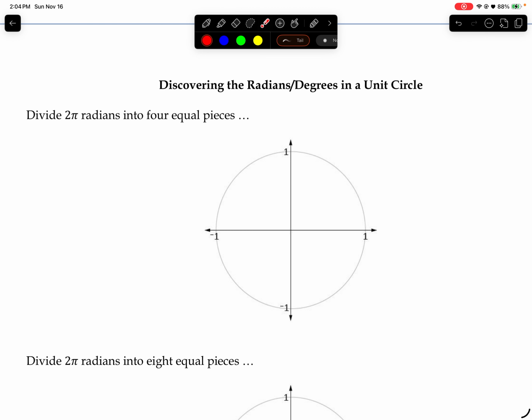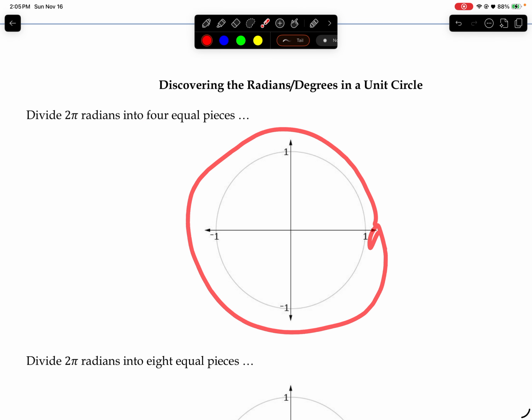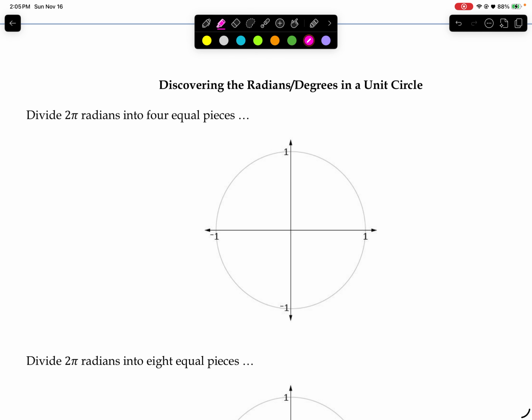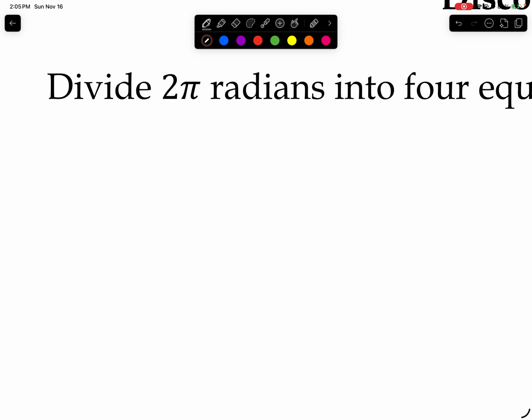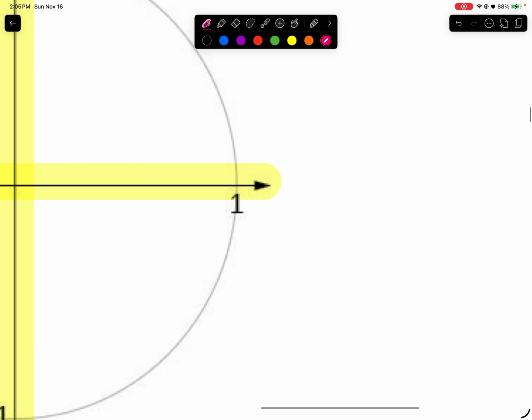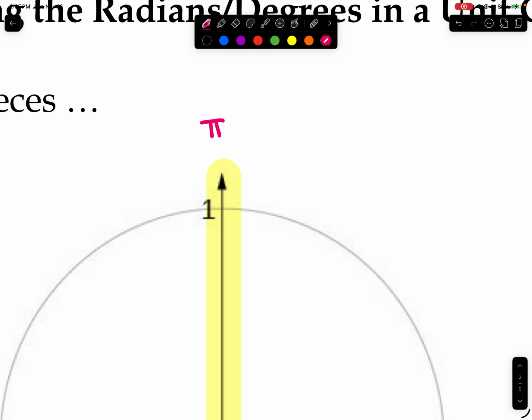So to start off, I'm going to divide the unit circle into 4 equal pieces. Now keep in mind, when I go all the way around, that's going to be 2 pi radians. So if I divide it into 4 equal parts, that's going to give me 1, 2, 3, 4. So if I divide 2 pi radians amongst 4 equal parts, whether you like talking about pizza, pie, whatever, cake, I don't know, we're going to count by pi over 2 radians.